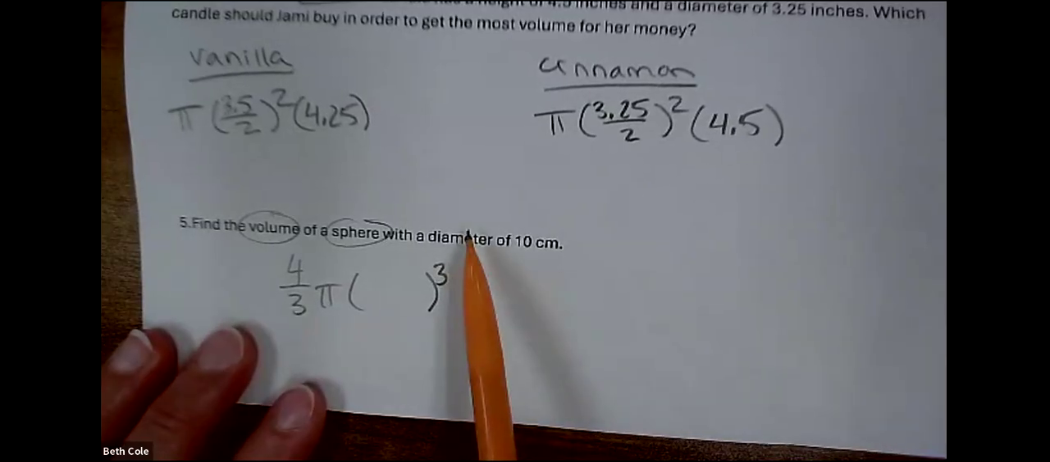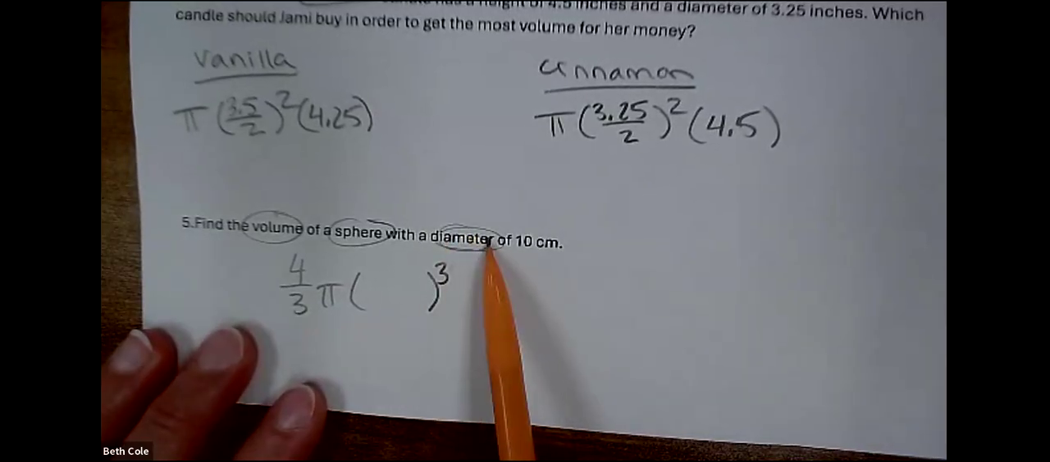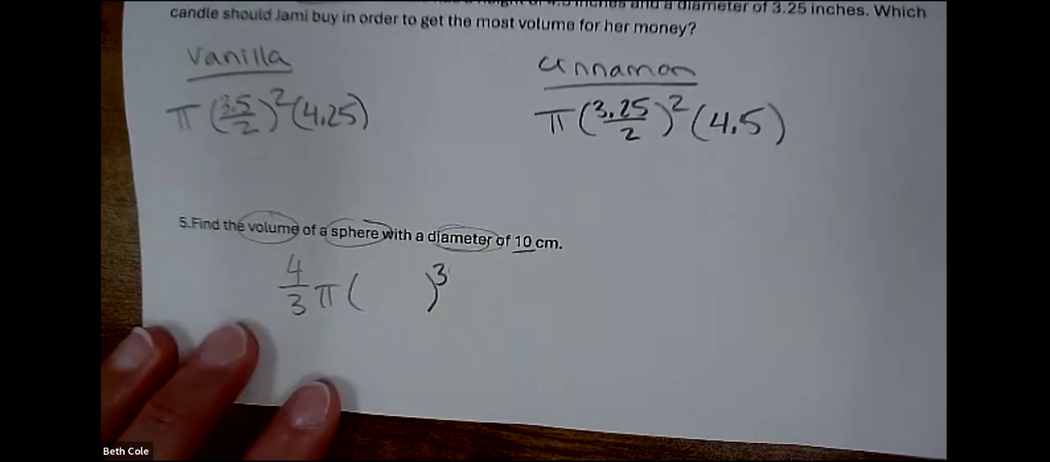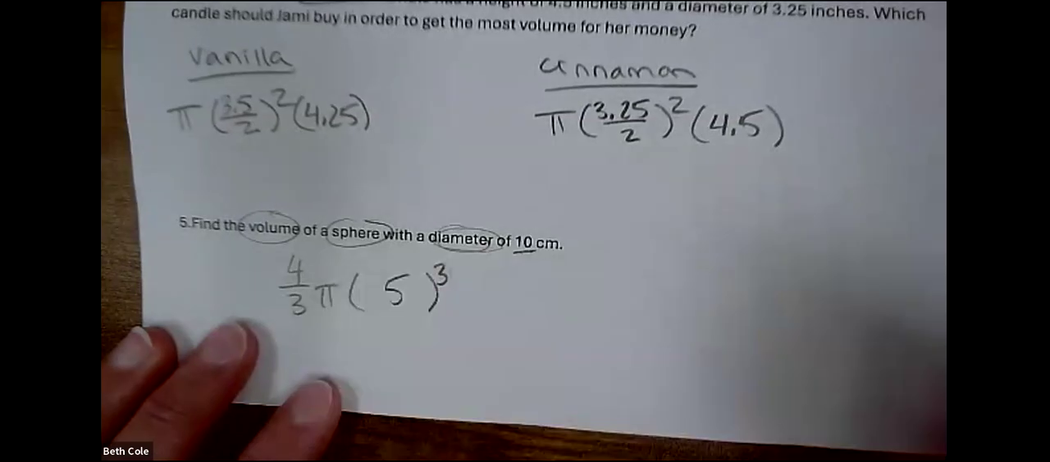I think they did the same thing here. Yeah, they don't give us the radius. They give us the diameter. So if our diameter is 10, how would I get the radius? Yeah, divide it by 2. Could we do 10 divided by 2 without me needing to write divided by 2? Like, what is half of 10? 5. So let's just go ahead and put 5 there.